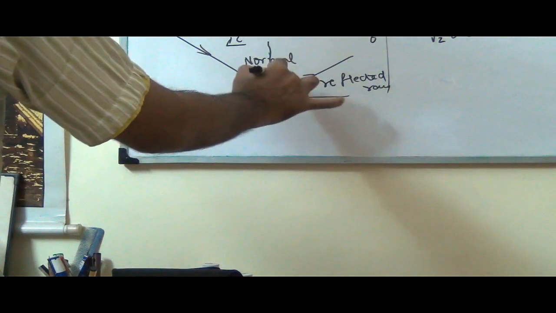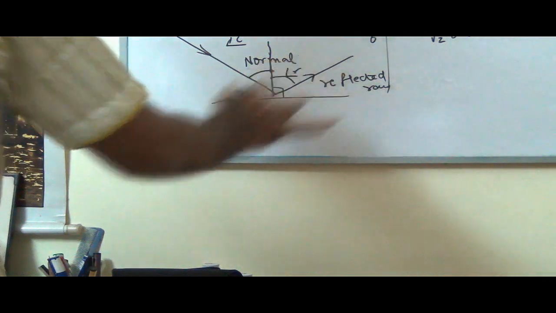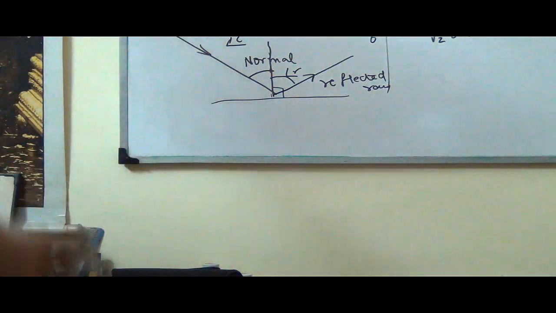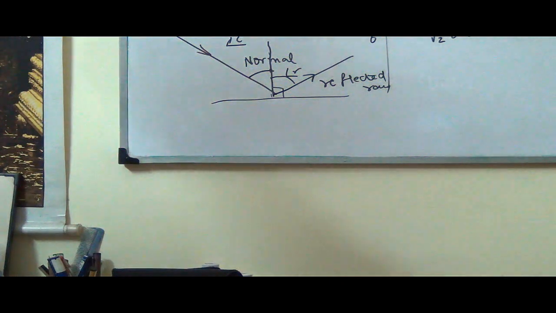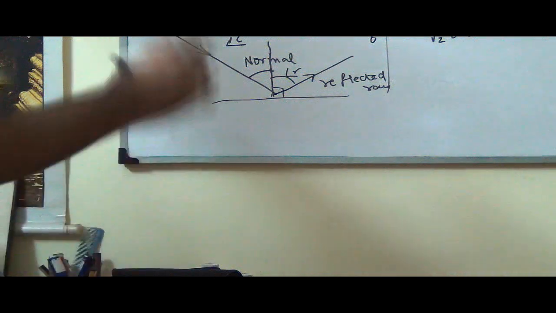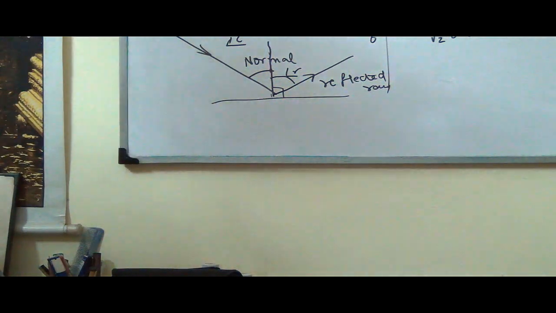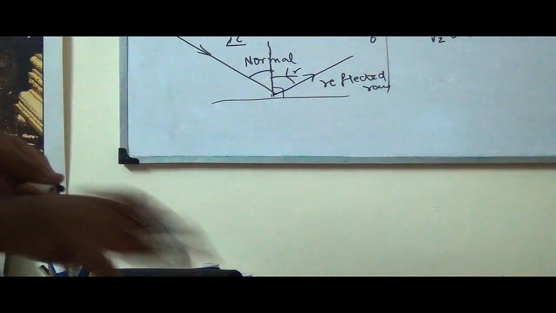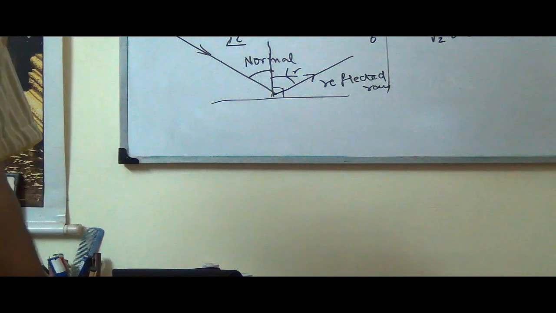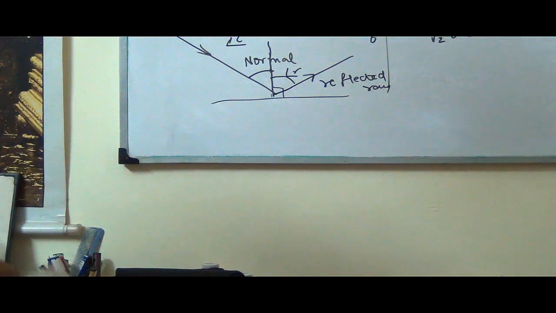Now this reflected ray will make an angle R with the normal. That is called the angle of reflection. So by the laws of reflection: when something happens, it has to obey some laws. That is very important, then only some phenomenon will take place. If there is a force of attraction between two charges, then it obeys Coulomb's law. Similarly, if reflection happens, it obeys the laws of reflection. What do the laws of reflection say?